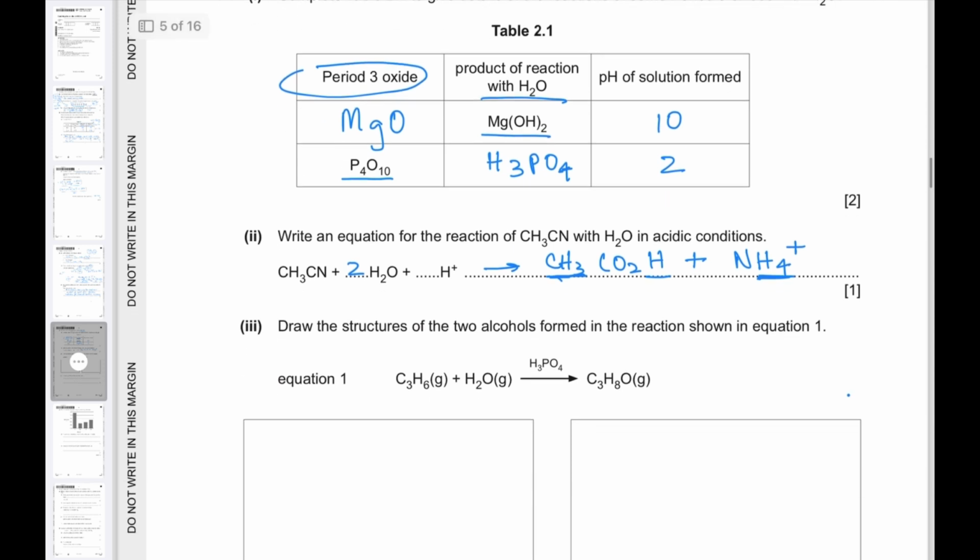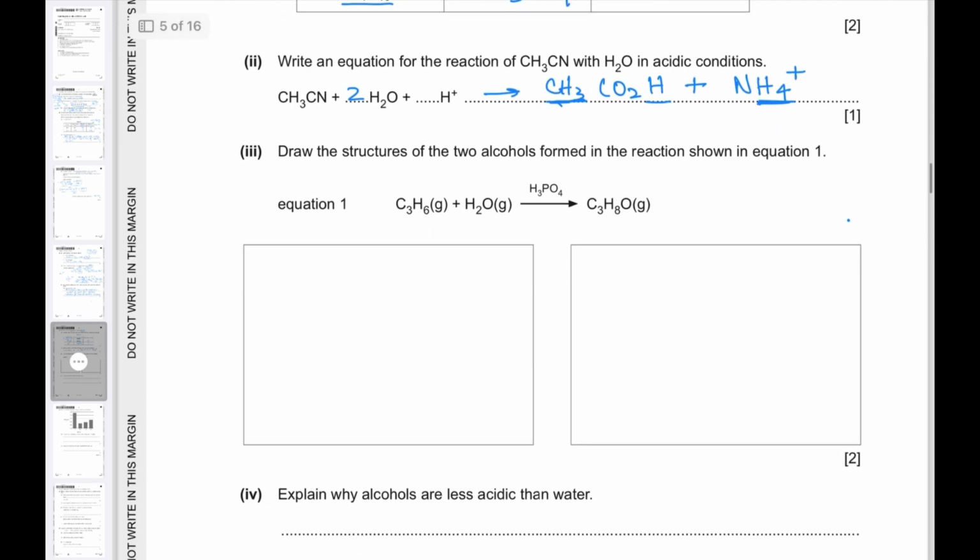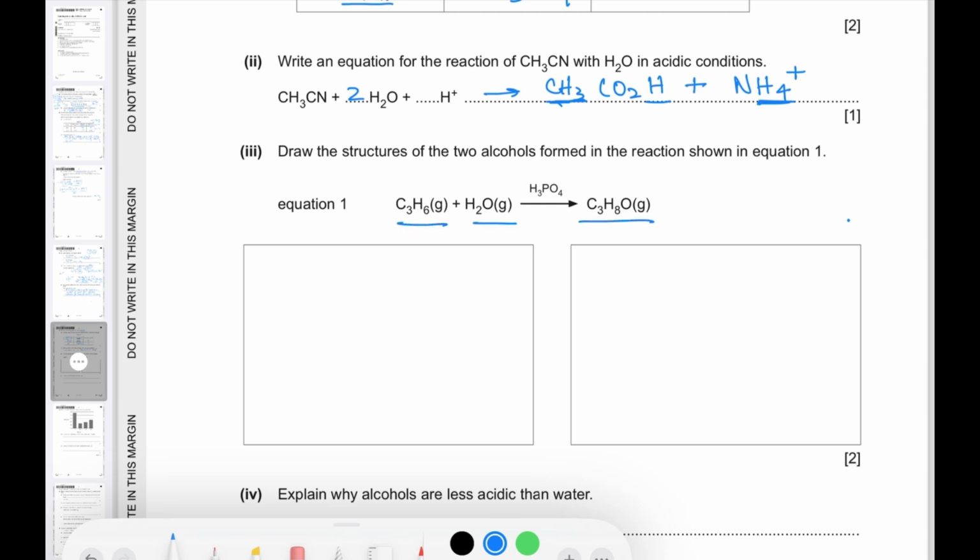Draw the structures of the 2 alcohols formed during the reaction shown in equation 1. So equation 1 is the reaction between propene with water to form propanol. This is an addition reaction which converts a compound with double bonds into a compound with all single bonds.